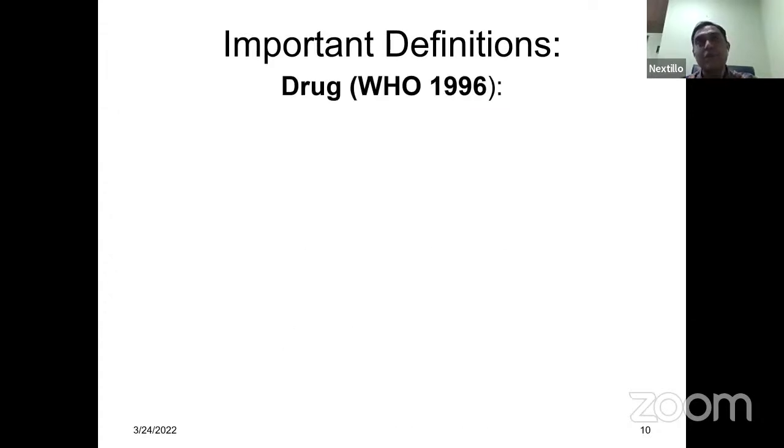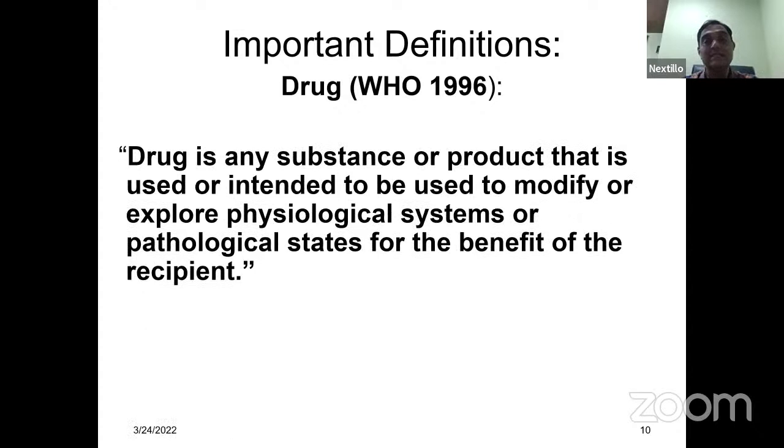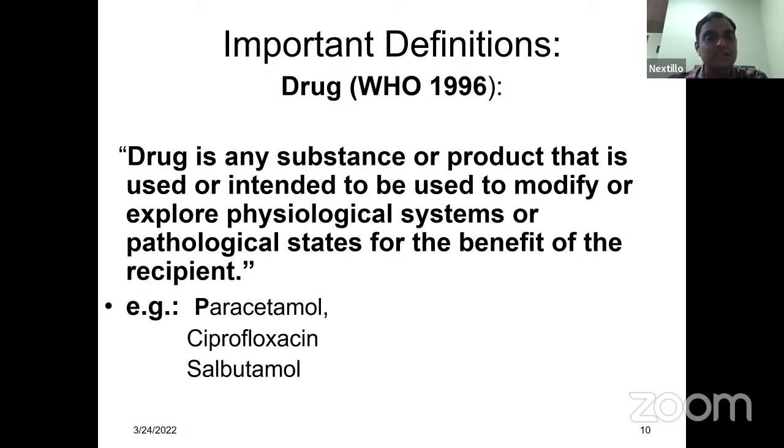Drug. Then what is drug? WHO 96 defines a drug as any substance or product that is used or intended to be used to modify or explore the physiological systems or pathological states for the benefit of the recipient. This is the reason why we introduce it: it is for the benefit of recipients, and that's why it is known as a drug, like paracetamol, as I told you, ciprofloxacin, salbutamol, or estrogen, etc.